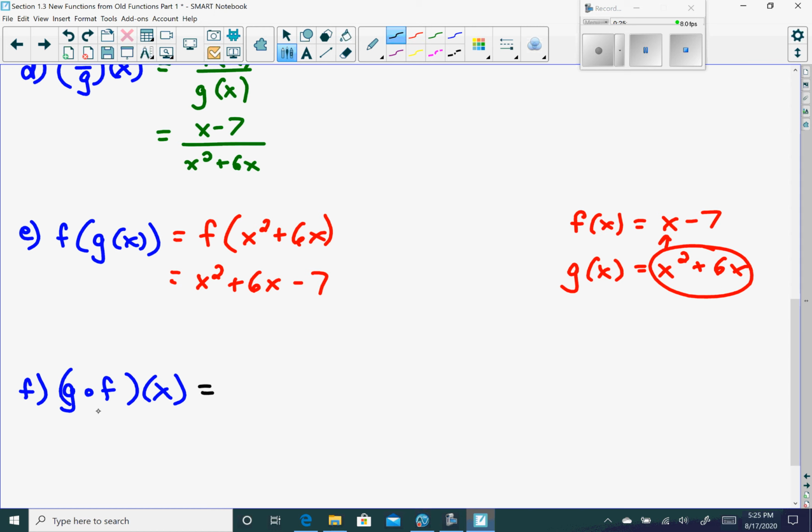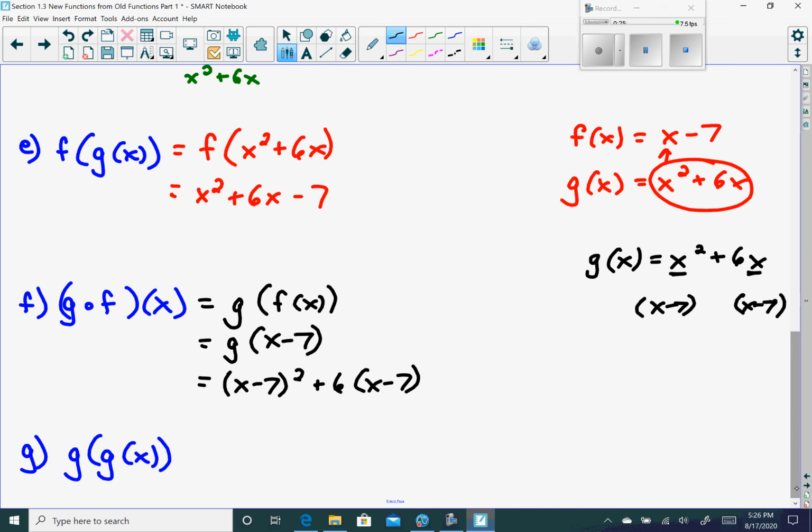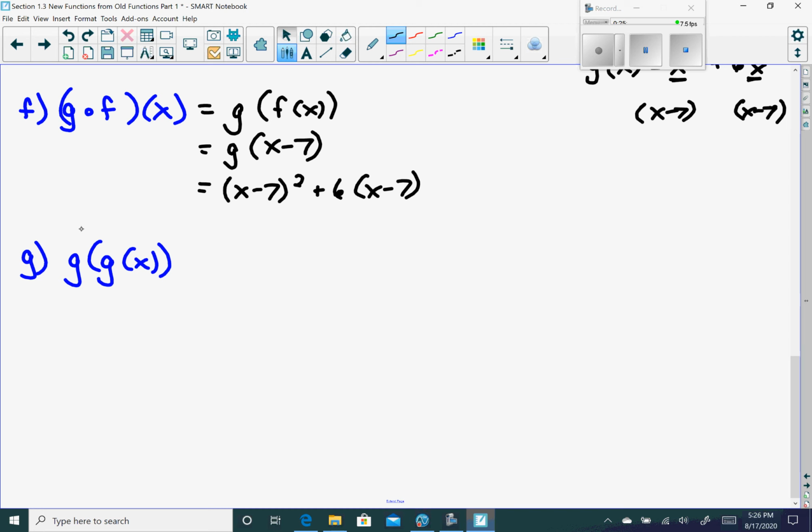Okay, next, this notation is just the reverse. It's saying g of f of x, or g of x minus 7. So again, with g of x being x squared plus 6x, wherever I see an x, I'm replacing it with an x minus 7. So this becomes x minus 7, that quantity squared, plus 6 times x minus 7. And then we'll expand this. Let me move this one out of the way.